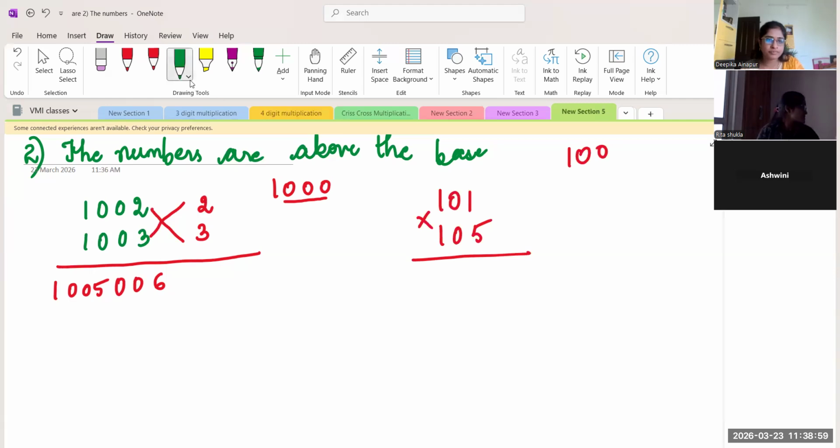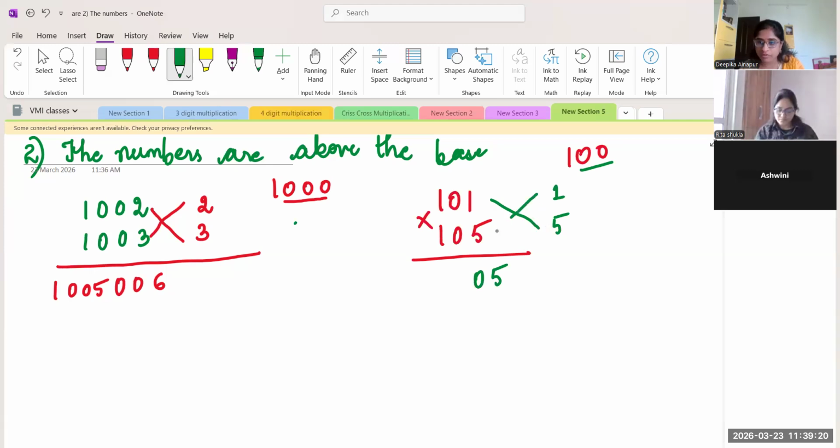And then, yeah, 101 minus 100 will be 1. 105 minus 100 will be 5. And two zeros are there in the base, so I have to get 2 digits on the right side. So 5, I'll write it as 0, 5. And then just do the cross addition. 101 plus 5 or 105 plus 1. Both will be equal to 106. So the answer is 10,605. Very simple, right? And then next, 108 into 105.